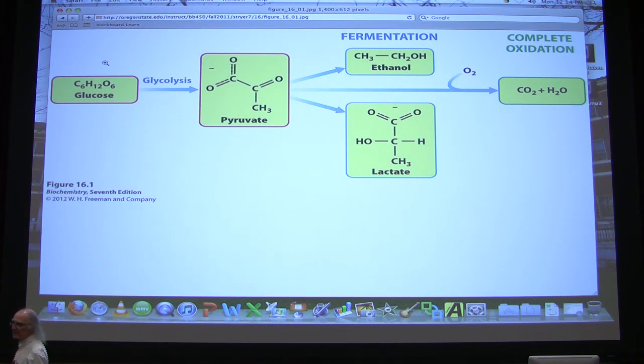Well, what if it's not my cells? What if it is a bacterial cell or a yeast cell? Well, and it runs out of oxygen. That, of course, that pathway goes from pyruvate and leads us to ethanol. It's the foundation of brewing, microbrewing, and all these great things that happen with that.